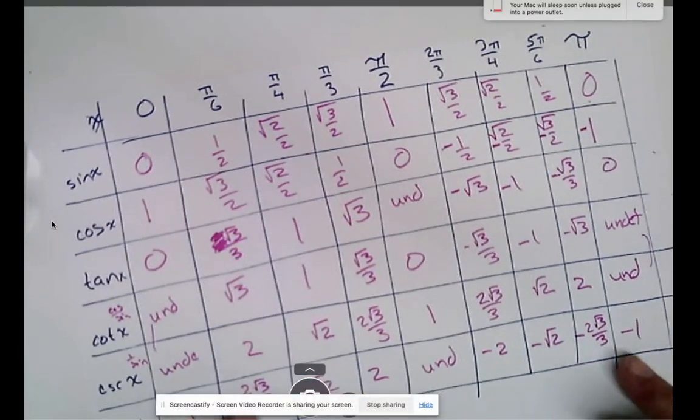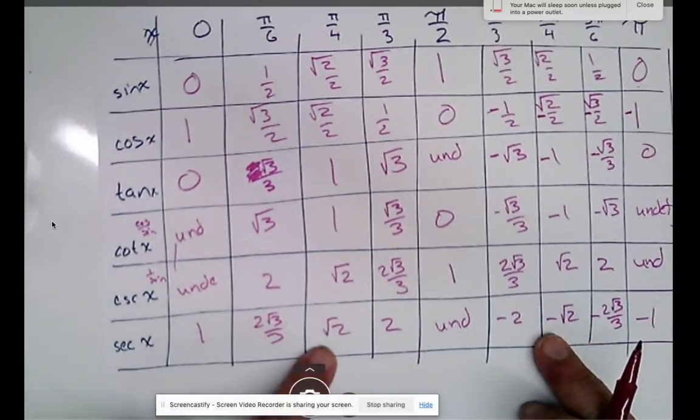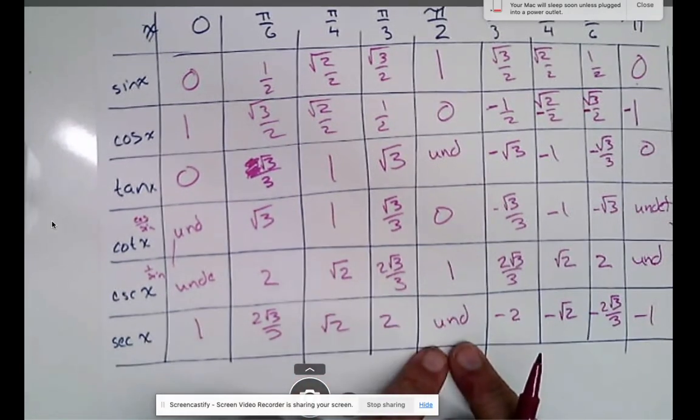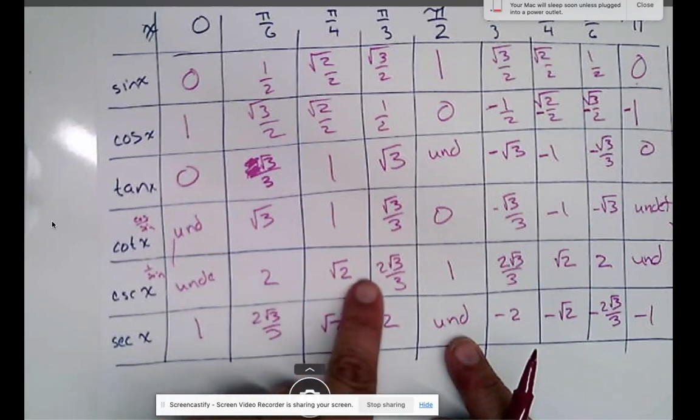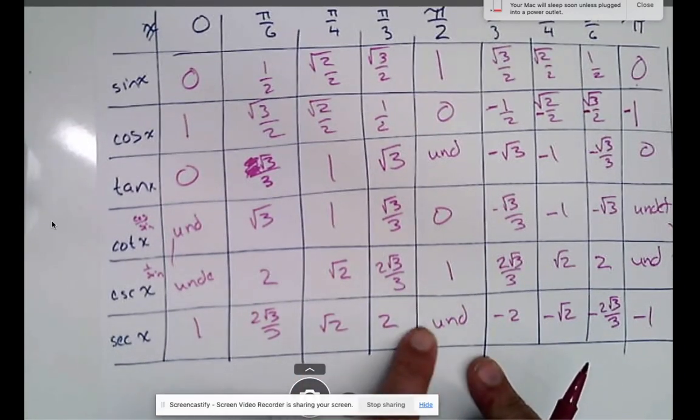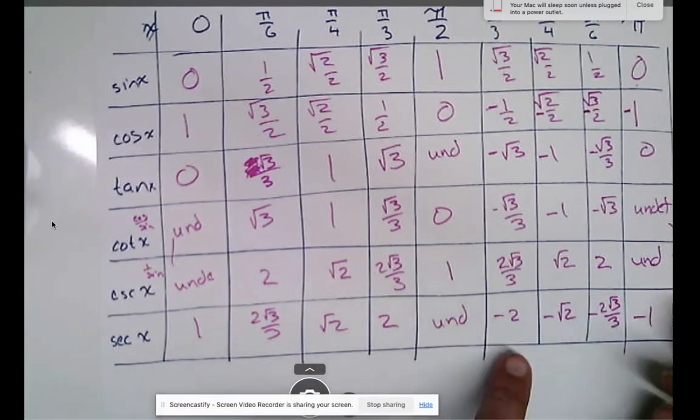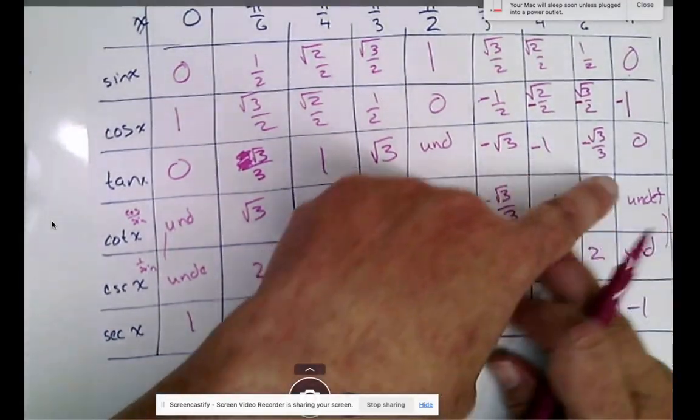And I'm checking for my reflection, not counting the signs. And by the way, these should be the reverse of each other. Undefined, 2 root 2, 2 root 3 over 3, 1. So again, these work in opposite directions, so you can check your work.